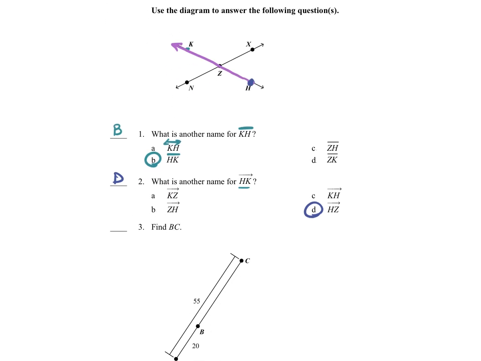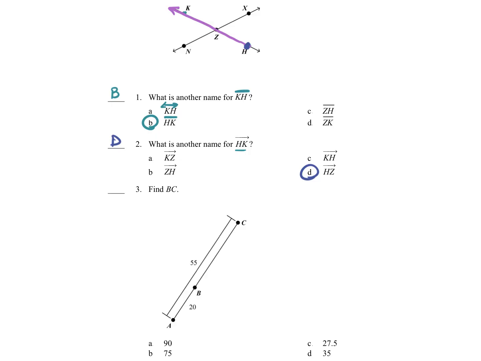For number 3, find BC. If the whole length is 55 and this little piece is 20, so 20 plus what is going to give me 55? We could do 55 minus 20, and we would get 35 for that. So the answer to number 3 is D.